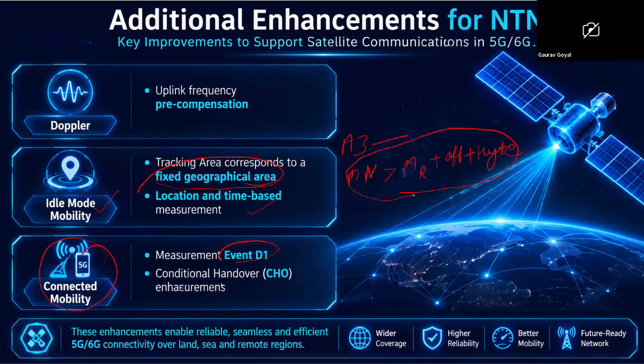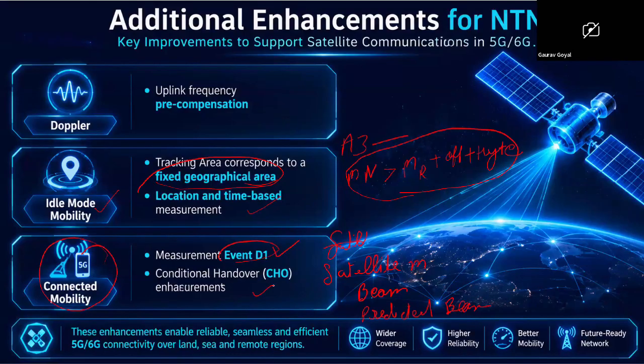But in the case of NTN, a new term is introduced, which is D1 handover. In NTN, various things are considered before handover. It can be satellite movement, beam movement, or the predicted beam. Okay. And another enhancement is CHO.